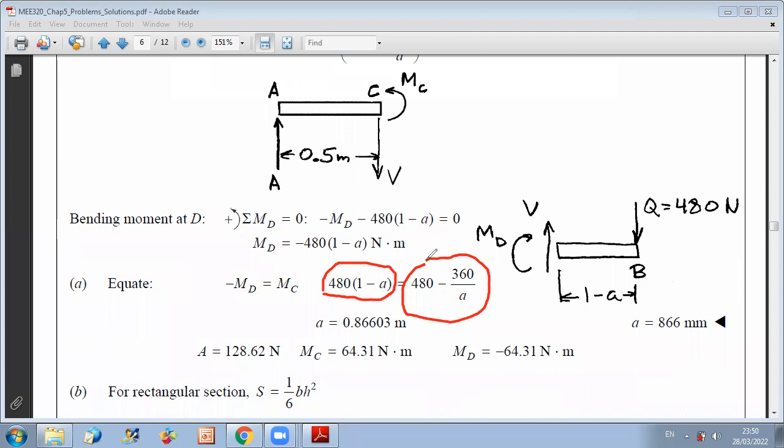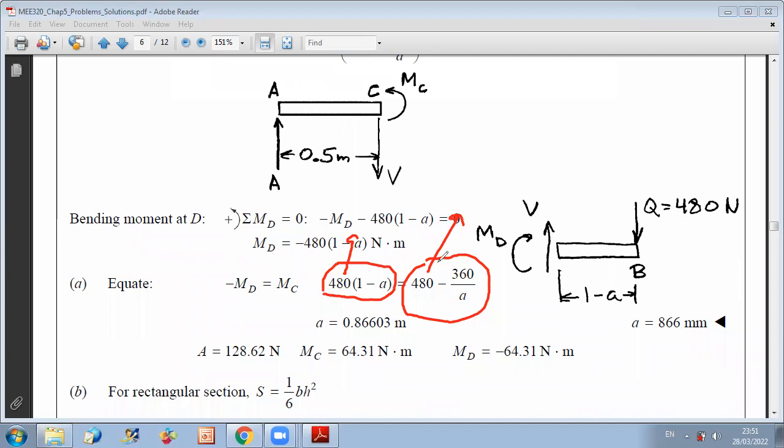By equating them, we ensure that we have equal values of maximum positive moment and maximum negative moment. However, if we deviate from this value, if we increase A, then this value will increase. And if we decrease A, then this value will increase. So in both cases, we are deviating further from a minimal possible value. So by setting minus MD equals MC, you get the minimum possible absolute value of the maximum moment, because if I deviate in any direction from this optimal value, one of the two bending moments will increase.